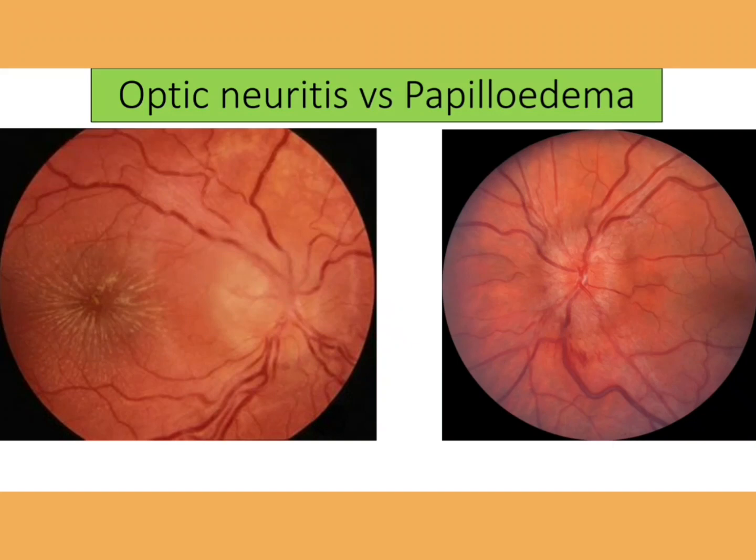This video is the comparison between optic neuritis and papilloedema. In my previous videos, I uploaded separate videos on optic neuritis and papilloedema. But in this video, we will compare these two conditions at a single time. Simply, papilloedema is the swelling of the optic disc and optic neuritis is the inflammation of the optic disc. So this is not the same, right? It's quite different, so the etiology is different, right?